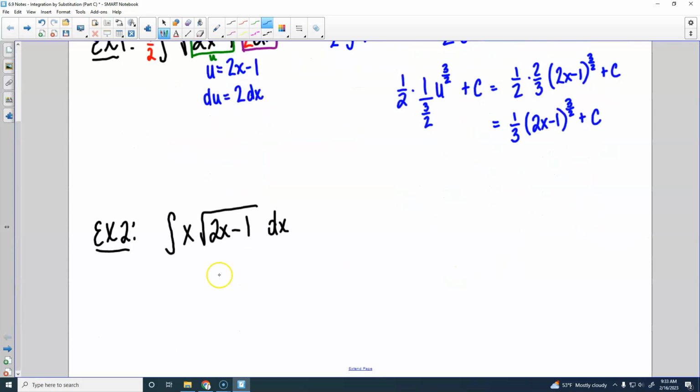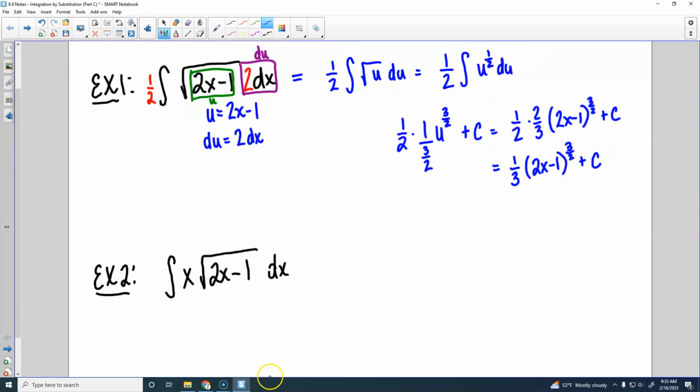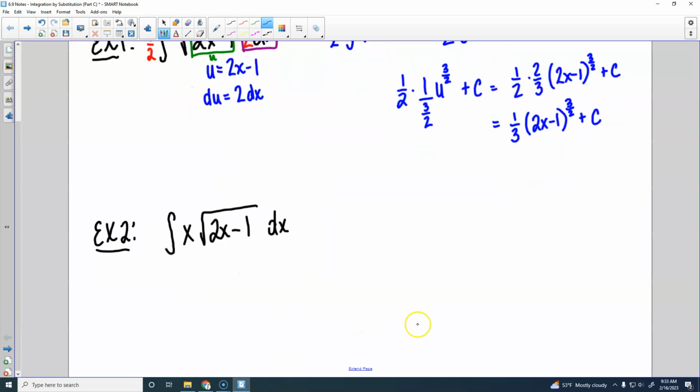So, for this problem, it looks almost the same, but what's the difference? I got this x out front, okay? So, you still only have the option of letting u be 2x minus 1. Anything else is too complicated. Like if you try to let the square root of 2x minus 1 be your u, then your du is going to be way too complicated. So du is still just 2 dx, which means that you need a 2 right here with your dx, which means you'd have to put a 1/2 out front, just like before.